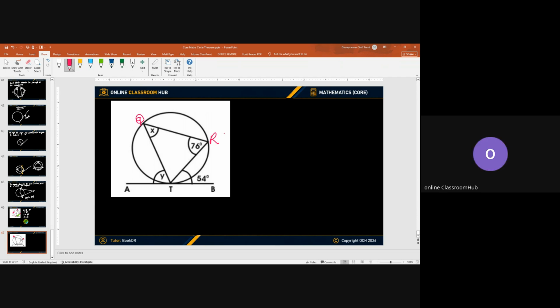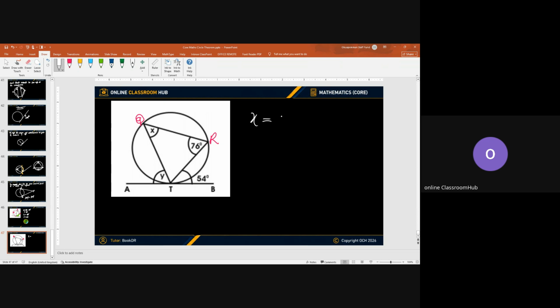How? Can't you see the arc? The arc starts from this line up to this line. Oh, okay. That whole place. Yeah, that whole place is 54. Then X is equal to 54. Correct. X is equal to 54.